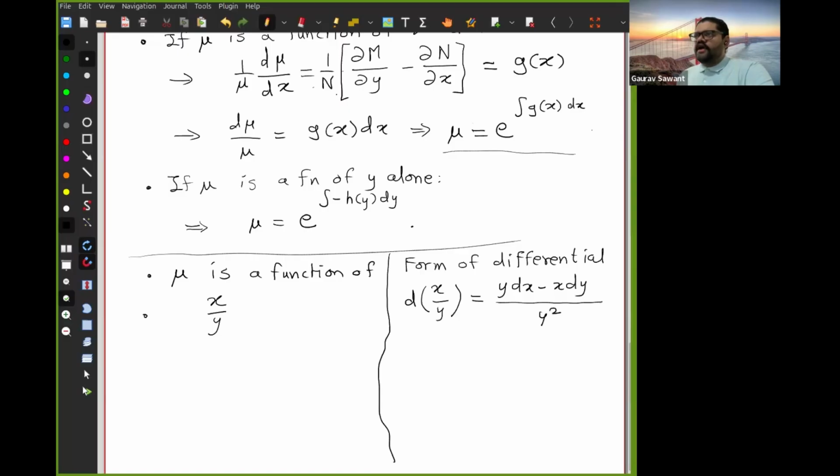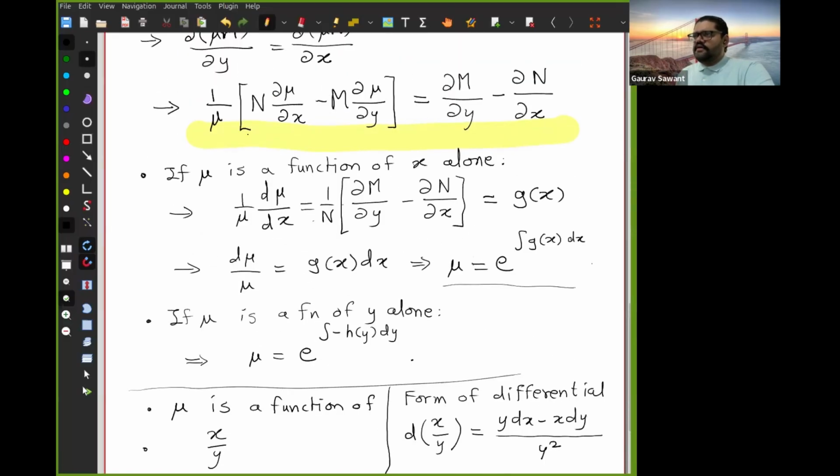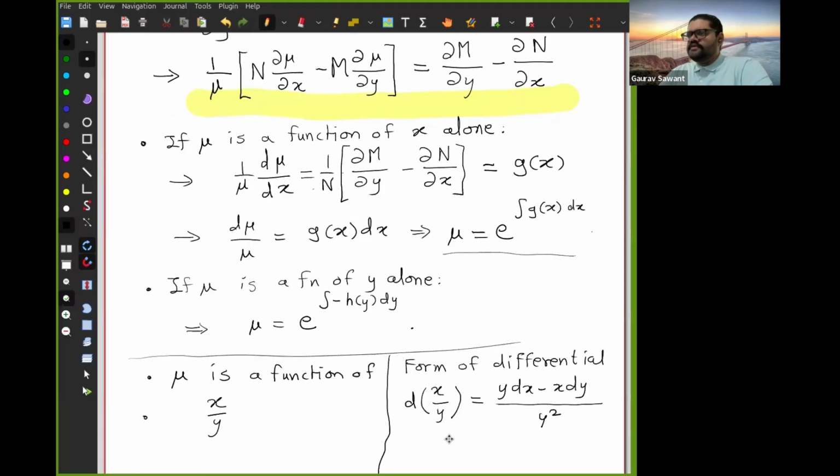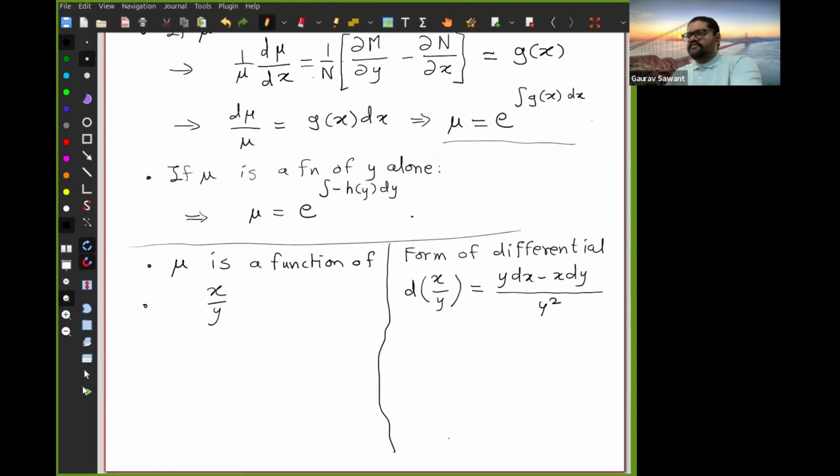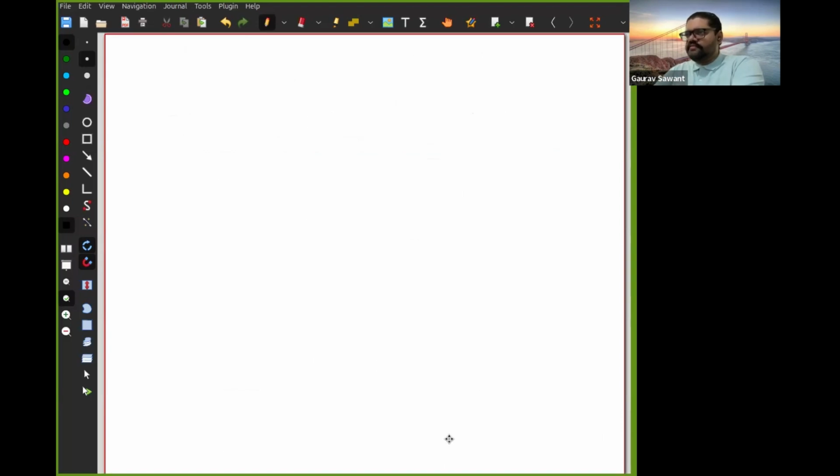So if you are able to write the right hand side expression, the expression in the brackets, somehow in the form y dx minus x dy over y square type, then you make a change of variable x by y is equal to z, and then appropriately change variables, convert it in this form, and then proceed. So in that case, that mu will be a function of that x over y or whatever that other variable is, and then one can make further simplifications. So let me add another page.